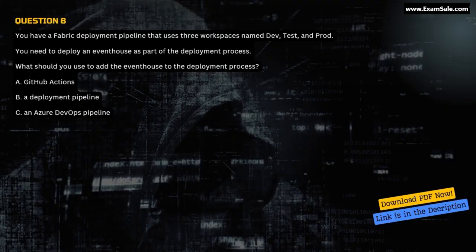A. GitHub Actions. B. A deployment pipeline. C. An Azure DevOps pipeline. Correct answer: B. A deployment pipeline.